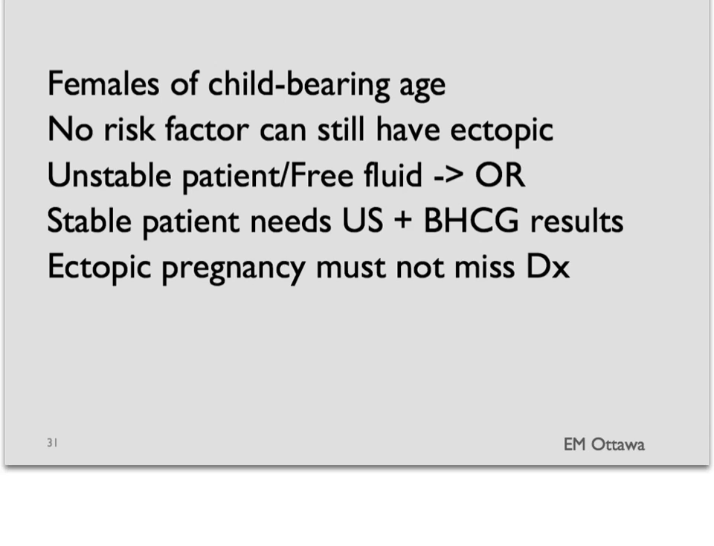To recap, all females of childbearing age need a urine beta HCG. Patients who have no risk factors can still have an ectopic pregnancy. Any patients who are unstable or have free fluid in the abdomen need to go to the operating room. For stable patients, the management is a combination of what shows up on the ultrasound in terms of whether there is or is not an intrauterine pregnancy, and how high the beta HCG level is in the blood. An ectopic pregnancy, because of the potentially devastating complications, is a must-not-miss diagnosis in the emergency department.